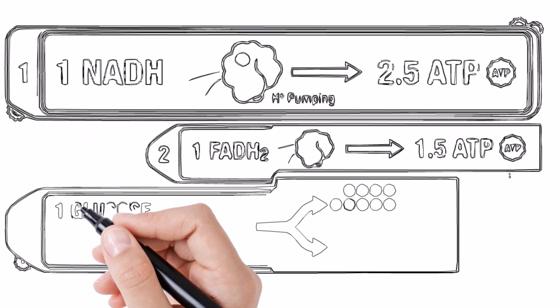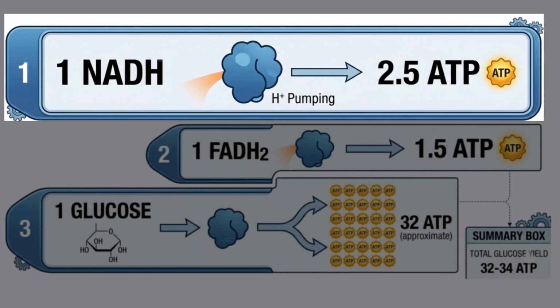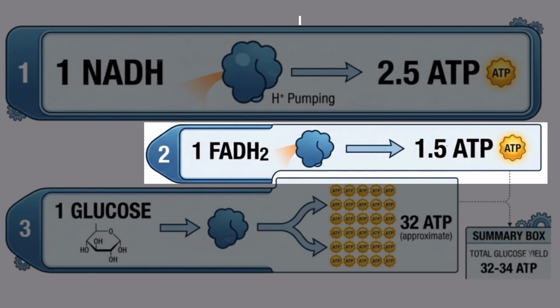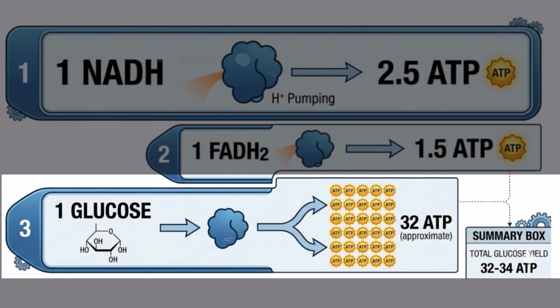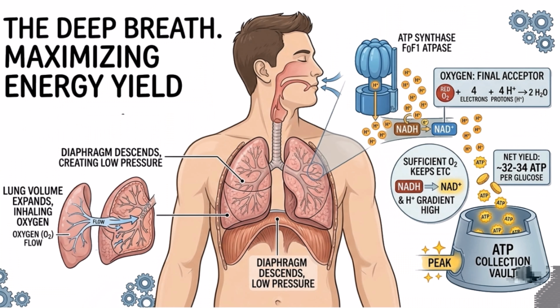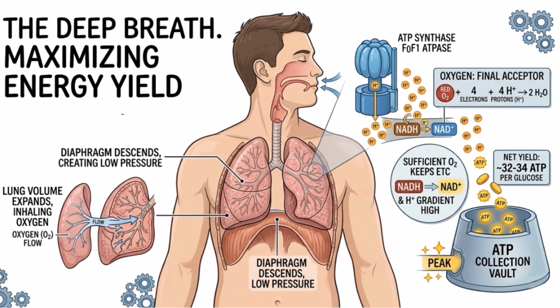One NADH generates about 2.5 ATP. One FADH2 generates about 1.5 ATP. This process produces about 32 to 34 ATP molecules from one glucose molecule. It's the reason you breathe oxygen. Oxygen is the final electron acceptor.